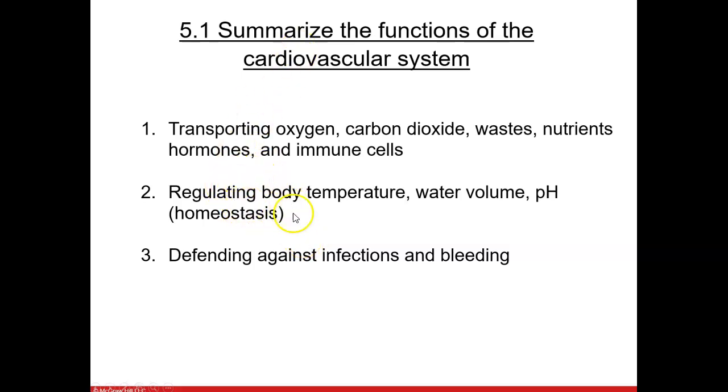The cardiovascular system is involved in regulating body temperature, water volume, and pH. It's very important in homeostasis, and so we're going to talk a little bit about that. And then finally, the cardiovascular system is essential for defending against infections and stopping bleeding. So it contains the blood, but it also is involved in stopping bleeding. And again, these are other functions that contribute to homeostasis.